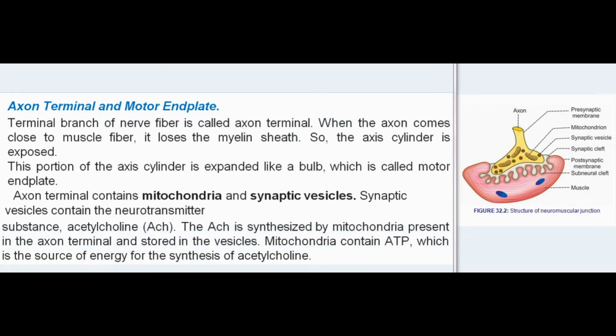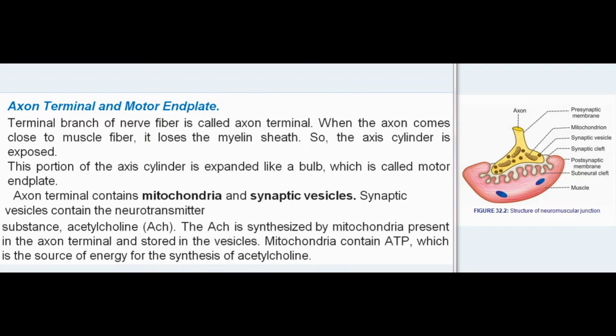Axon terminal and motor endplate. Terminal branch of nerve fiber is called axon terminal. When the axon comes close to muscle fiber, it loses the myelin sheath. So, the axis cylinder is exposed. This portion of the axis cylinder is expanded like a bulb, which is called motor endplate.